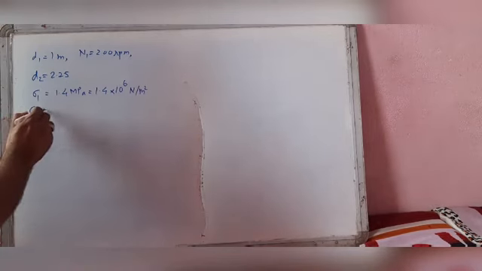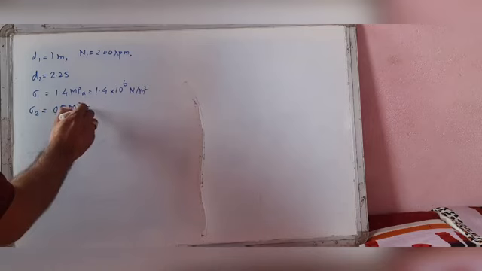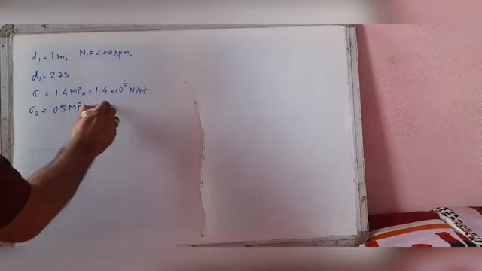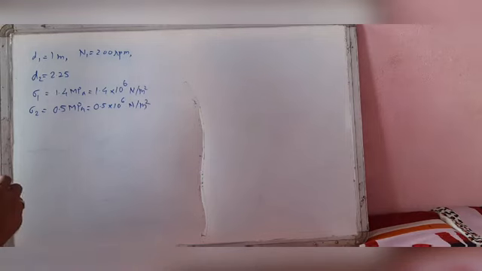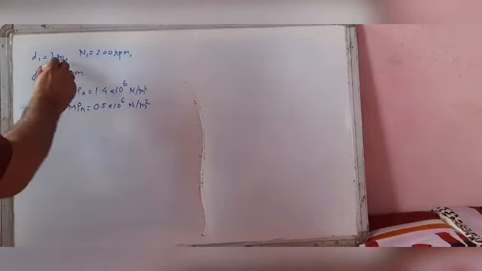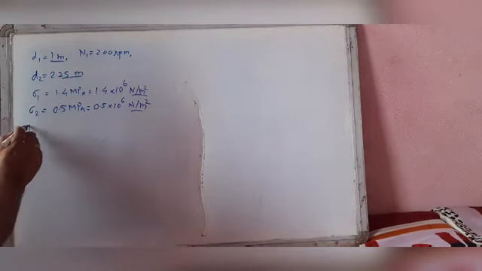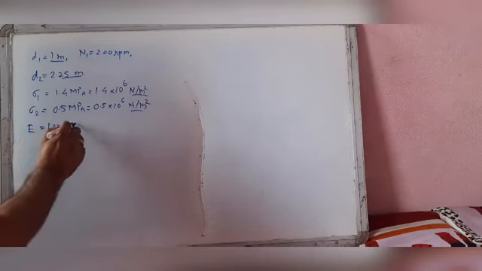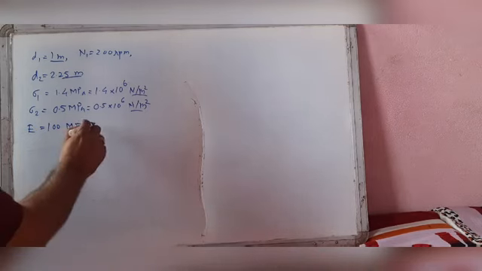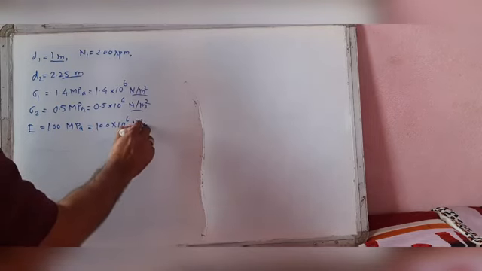Sigma 2 is equal to 0.5 megapascal, equal to 0.5 into 10 to the power 6 Newton per meter square. You have to remember that units are important here. If 2.25 meter were in mm, then you would have to work in mm. Here it is given in meters, so we have to prefer the meter unit. And E is equal to 100 megapascal. Young modulus is given for this material, that is 100 into 10 to the power 6 Newton per meter square.